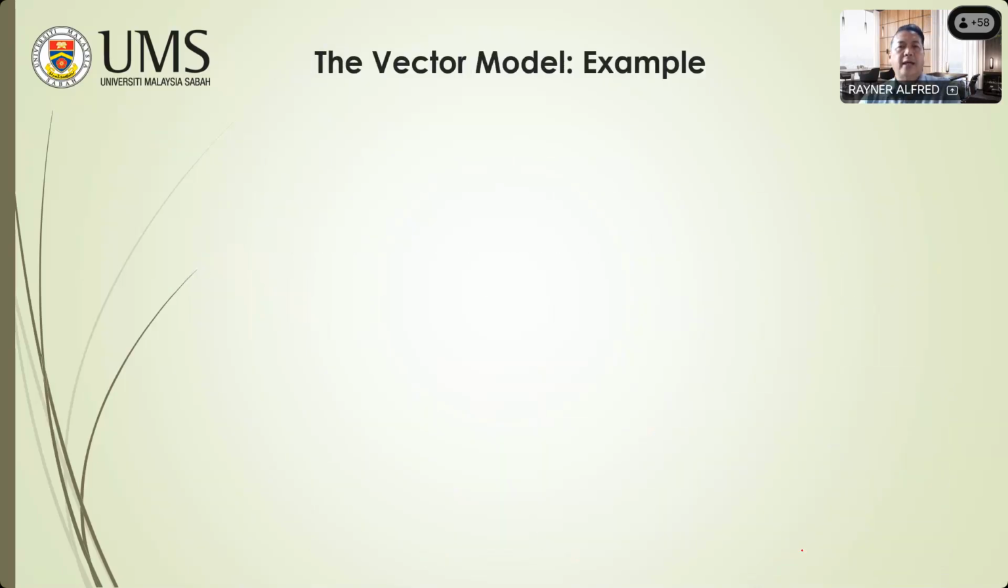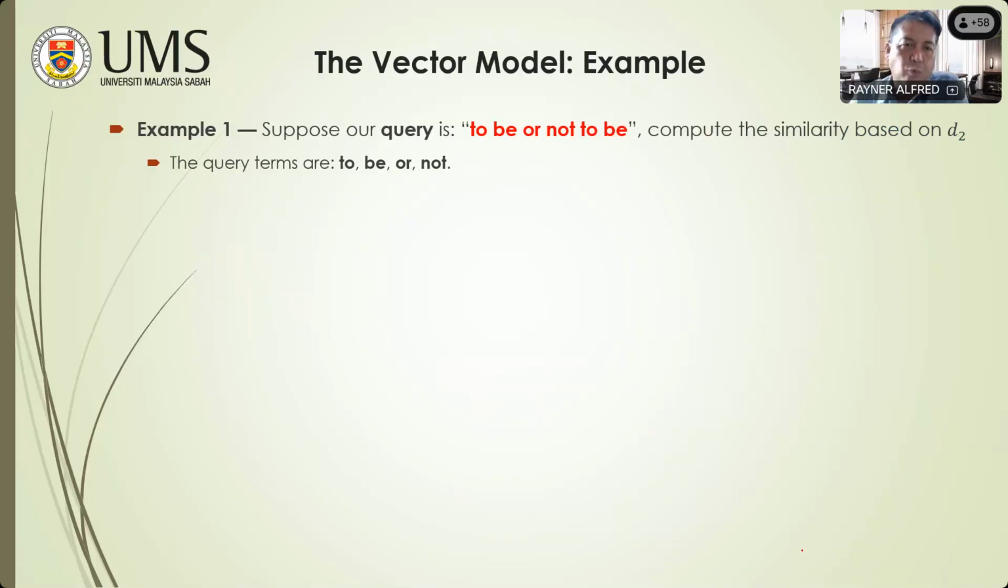Okay, let's take a look at the example now. Let's suppose we have this query, to be or not to be. We want to compute the similarity based on document 2. The first thing that we need to do is extract the unique terms that we have, which are to, be, or, not. So we have 'to' twice, and then 'be' is twice also, and then 'or' and 'not'. So we have the unique terms here.